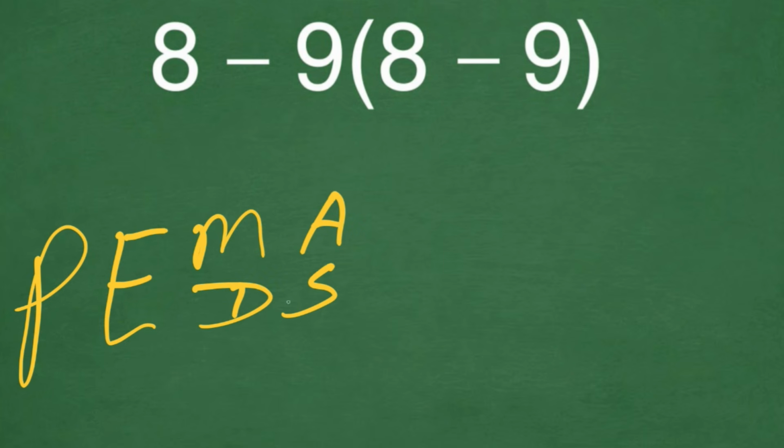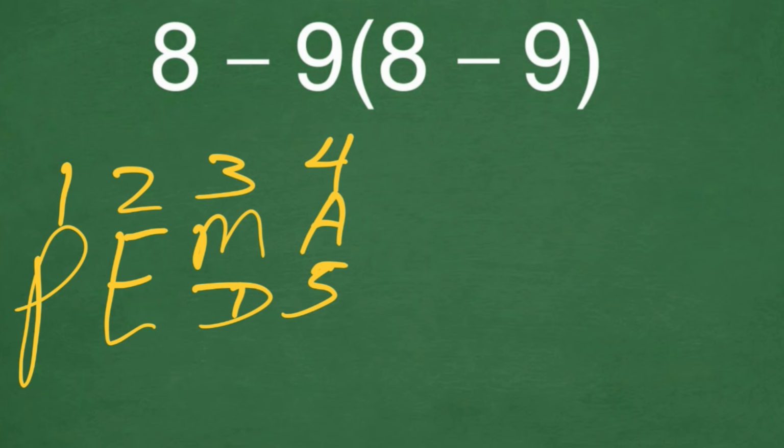so here is the order of operation. So P stands for parentheses, E stands for exponent, M and D stand for multiplication and division, A and S stand for addition or subtraction. So according to this rule, the first thing we need to solve is parentheses, and then exponent, and then multiplication or division, and finally addition or subtraction.